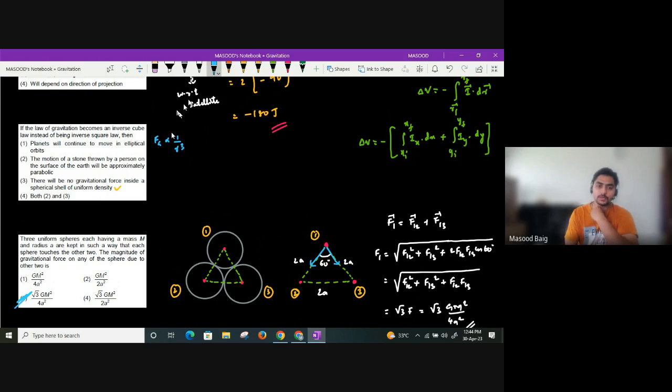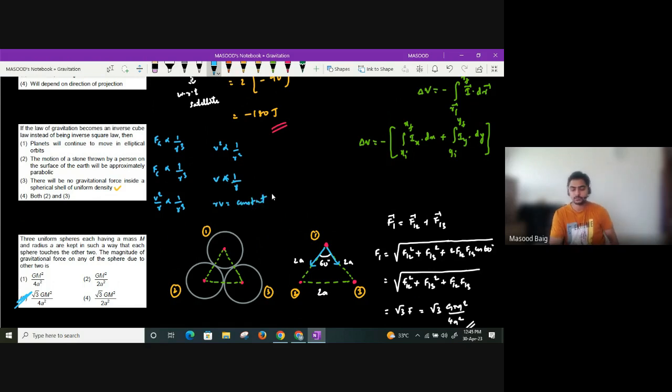Suppose this provides the necessary centripetal force. So I can write centripetal force to be proportional to r cube. So v square by r will be inversely proportional to r cube. So v square will be inversely proportional to r square. So v will be inversely proportional to r. We can tell about the speed again: speed will be inversely proportional to r. It means rv will remain constant again. Yes or no?